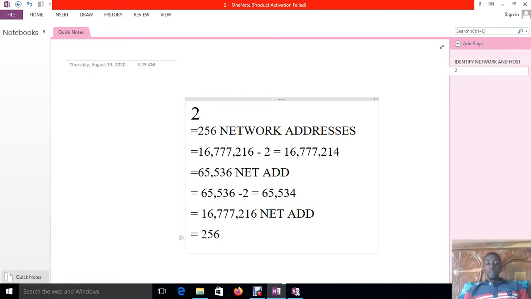So 2 to the power of 8 gives you 256, and we're going to subtract 2 from that, and this gives us 254. So that is the valid IP address range. So that is your block size. Subtract 2 for the purpose of the network and the broadcast address, and then you are left with 254. Okay guys, so I hope you enjoyed this video, and if you have any questions you can always ask me, and I'll be more than willing to give you my answers.